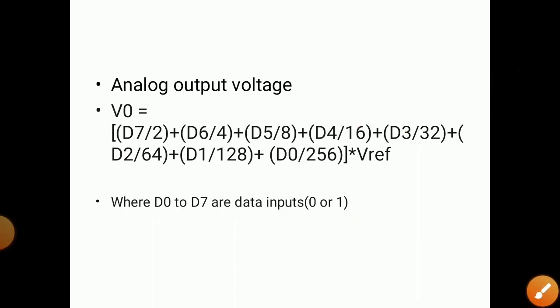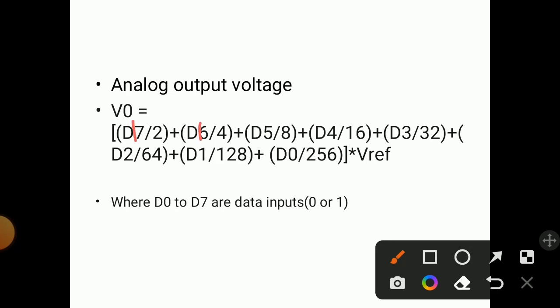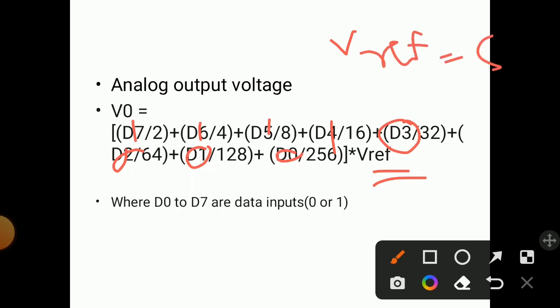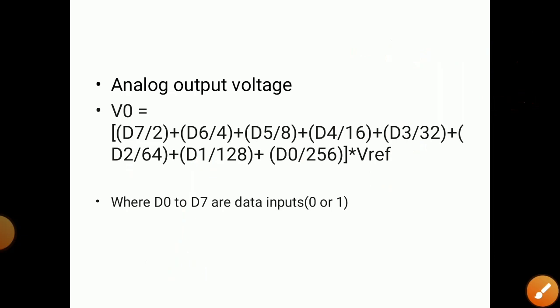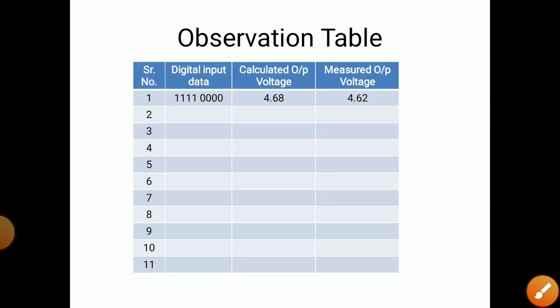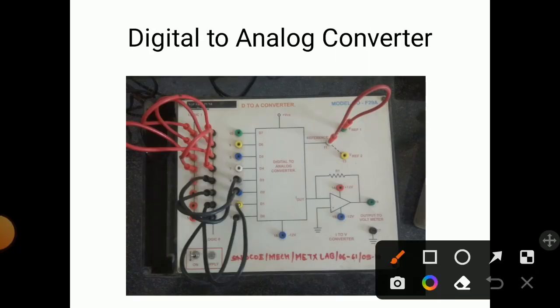We have to substitute these values in this formula. Here 1 1 1 1, and D3 is 0, D2 is 0, D1 is 0, D0 is 0. Like this we can calculate. And what is V reference? I already told you we have selected V reference as 5 volt for the circuit. So V reference is 5 volt, and like this you can calculate V0, the output analog voltage. This calculated value we write in the second column, calculated output voltage. And the measured output voltage we get from this terminal with the help of the multimeter.